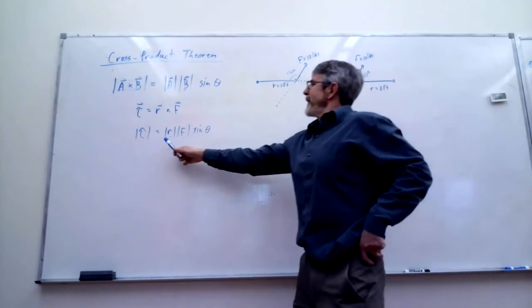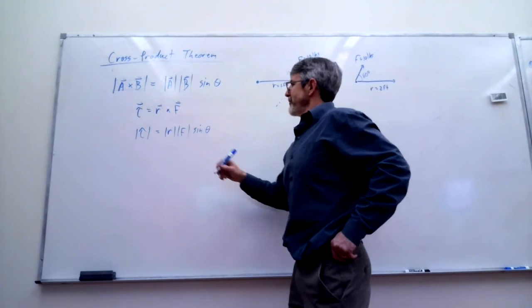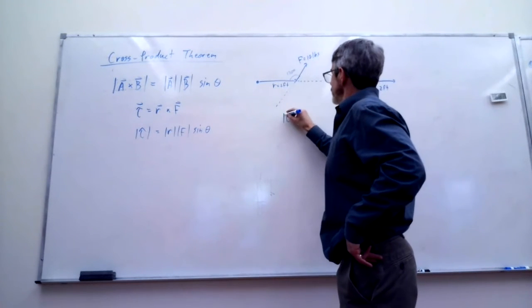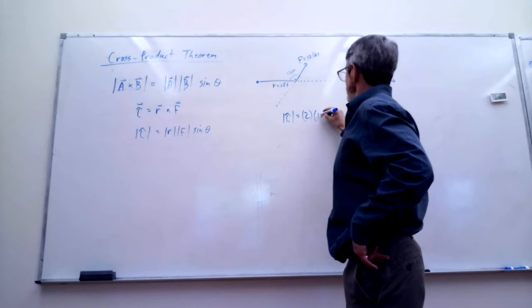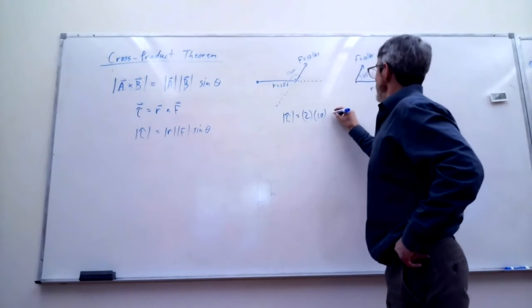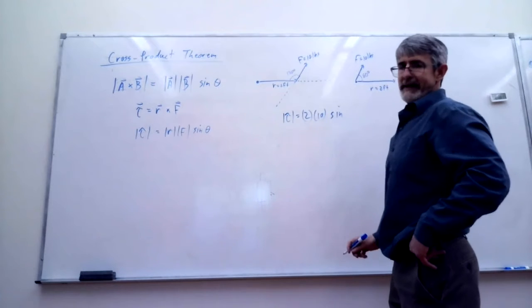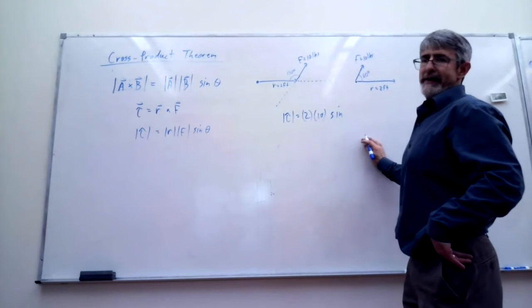So it's clear, if I want to find the magnitude of the torque, I'm going to take the magnitude of R times the magnitude of F. So the magnitude of the torque is 2 times 10, and that part's clear, that's going to be 20. But then I have the sine of theta. The question is, do I use the 120 or the 60? And the answer is it doesn't matter.